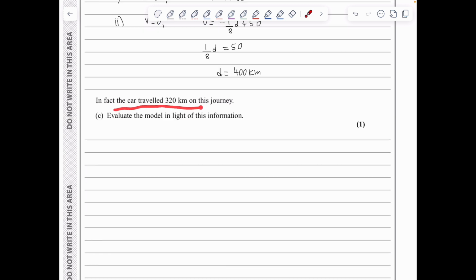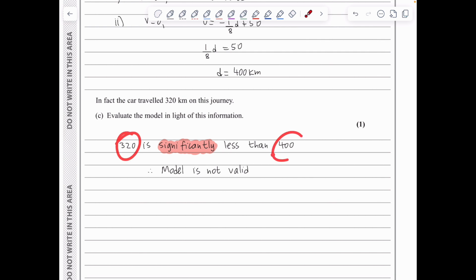Now, in fact, the car traveled 320 kilometers on this journey, and we need to evaluate the model in light of this information. We have found 400, but actually it was 320. So we need to say that 320 is significantly less than the 400, and therefore the model is not valid. The key word here is significantly. If you do not include the word significant, then you are not scoring the mark, because it's not enough to say that 320 is less than 400. You need to mention that they differ by a significant amount, and therefore this makes the model invalid.